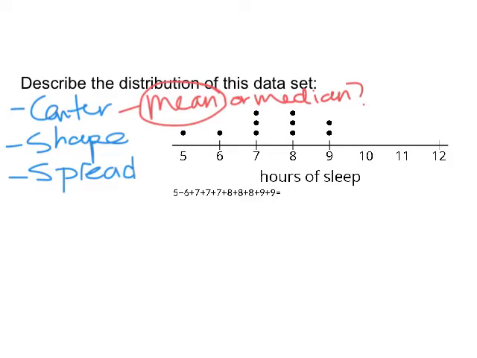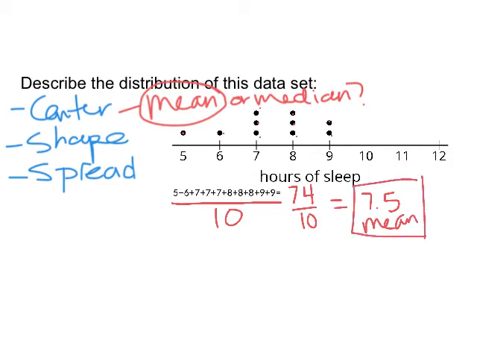So to find the mean, I just need to add up all the numbers. So I've written them out here. I've got a 5, 6, 3 7s, 3 8s, 2 9s, and that gives me a total of 74. And then of course, when I'm finding the mean, I need to take that and divide it by how many numbers there were. So there's 1, 2, 3, 4, 5, 6, 7, 8, 9, 10. So I divide by 10. And 74 divided by 10 gives me 7.4 is the mean.